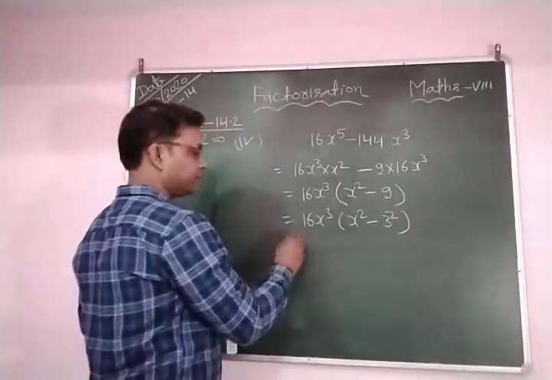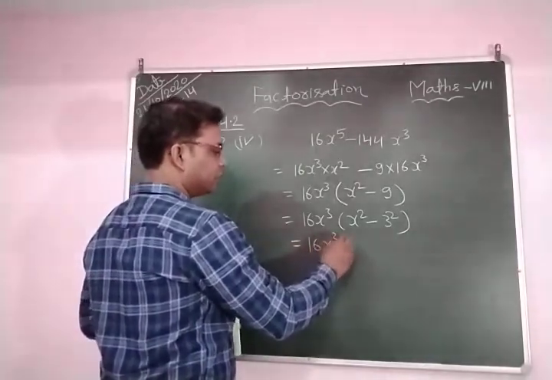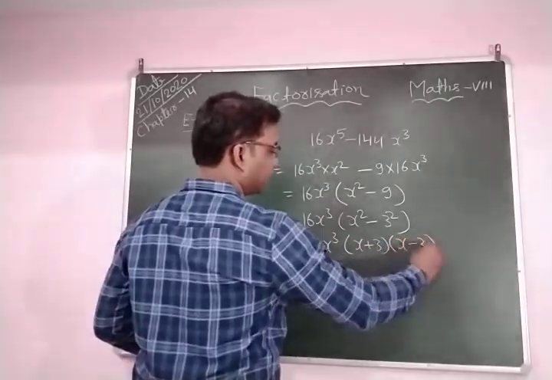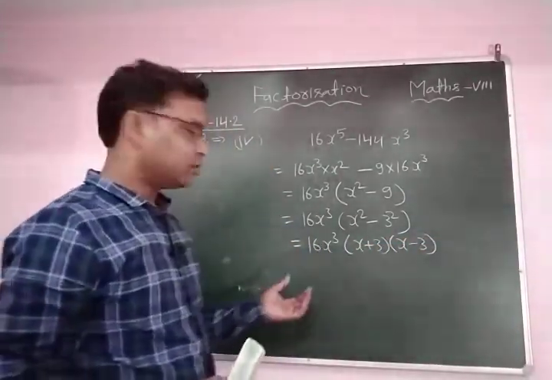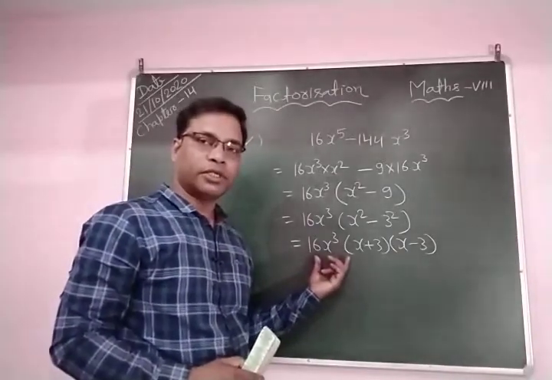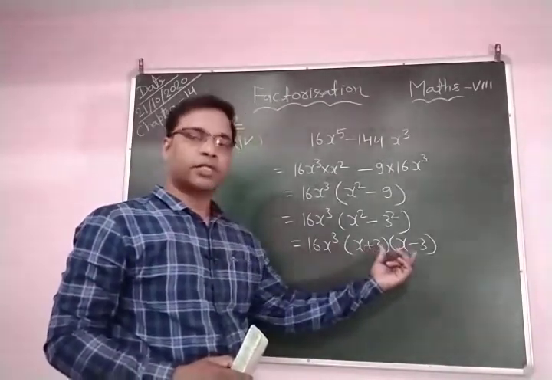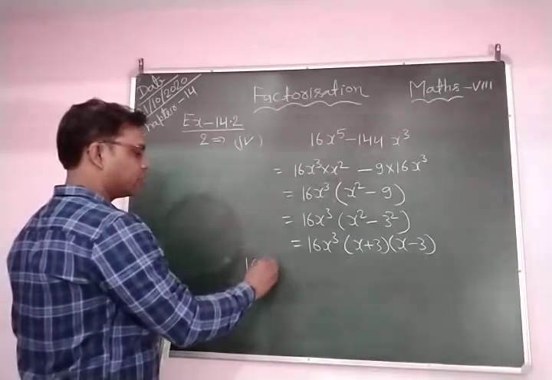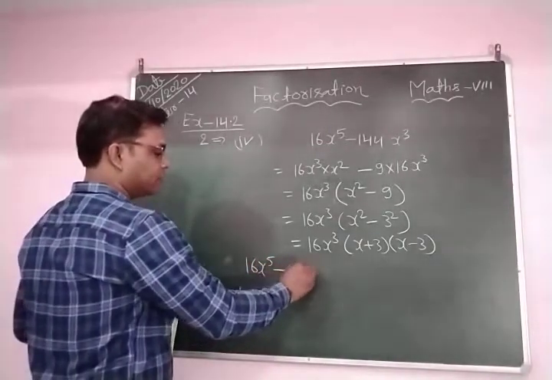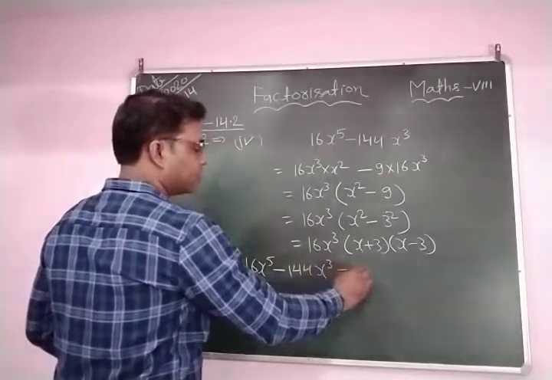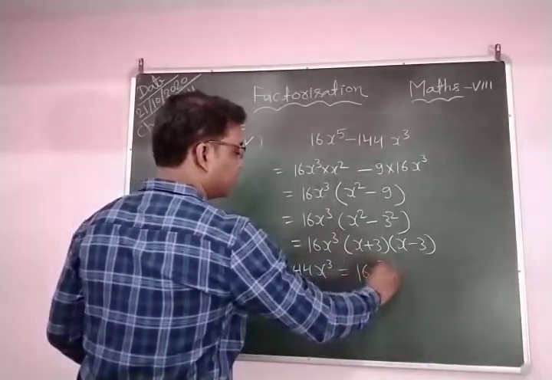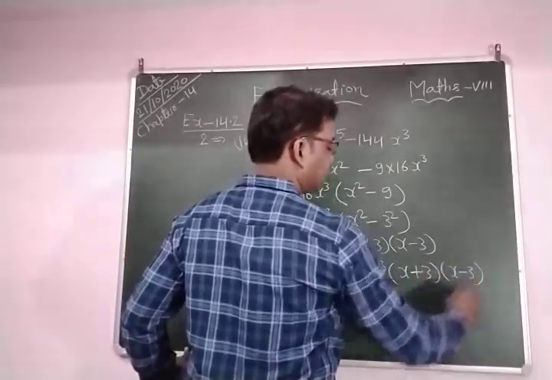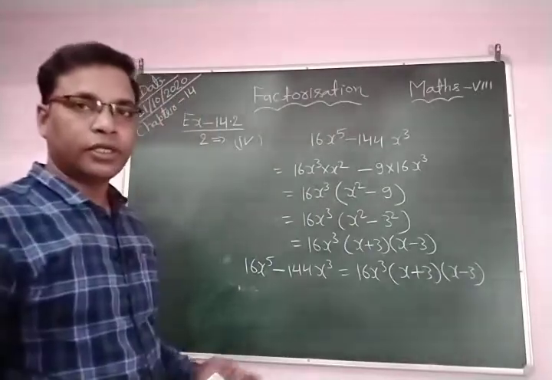Now we apply it here. This is equal to 16x³ into (x + 3) into (x − 3). This is clear. So in this way you find 16x³(x + 3)(x − 3); this is the factorization of the given algebraic expression 16x⁵ − 144x³. This is equal to nothing but 16x³(x + 3)(x − 3). Clear? So students, I hope all of you understood.